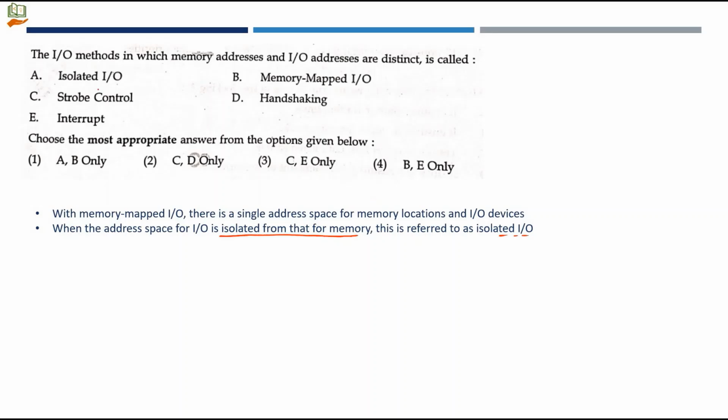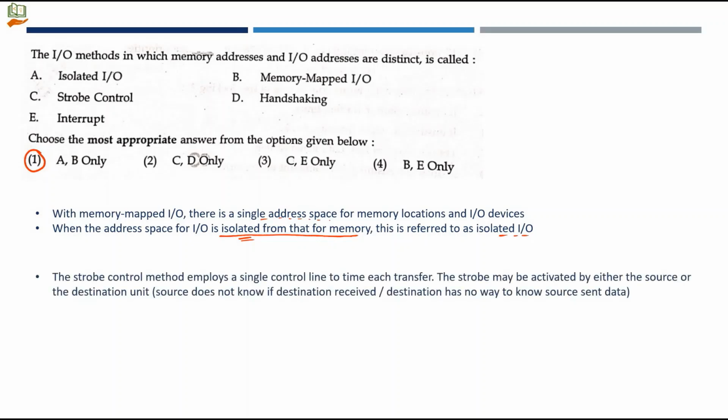The option that accompanies A is B. So, in this case, most of the people are marking option 1 as the right answer. But here, there is a difference between memory mapped I/O and isolated I/O. Here, there is only one address space present for memory location as well as for I/O devices. But here is the isolation happening. Isolated I/O is where it becomes distinct. So in this way we are going to mark option 1 because only isolated input output and memory mapped input output are coming under this category. The rest of the options are totally different from the question that is asked.